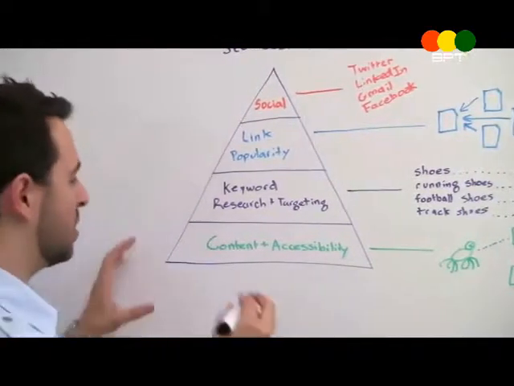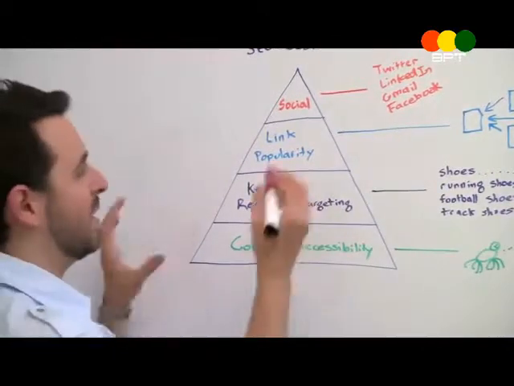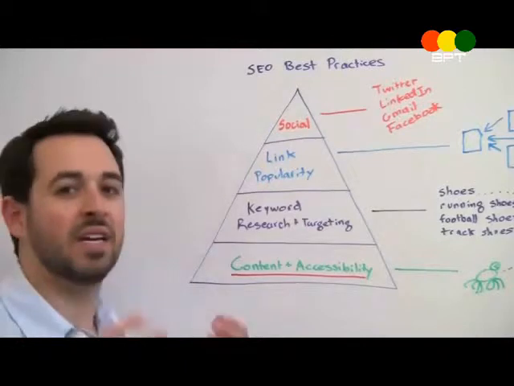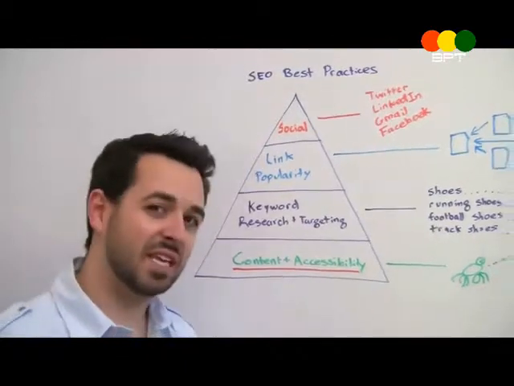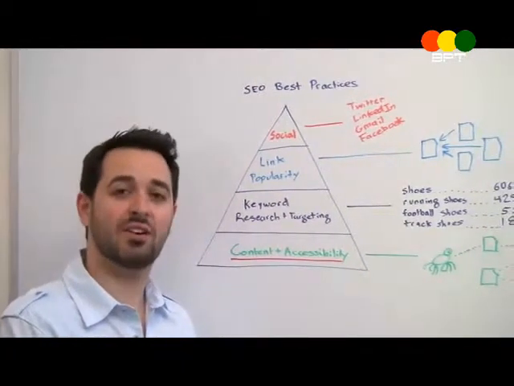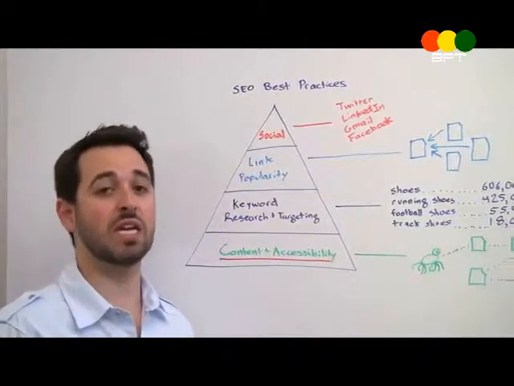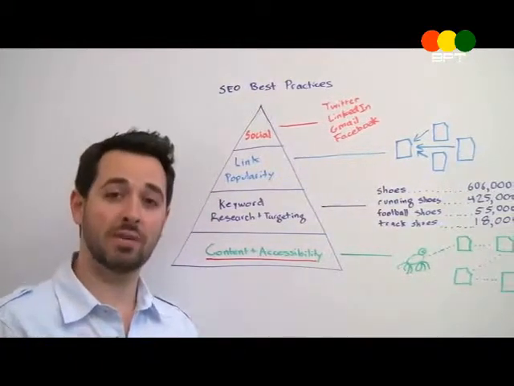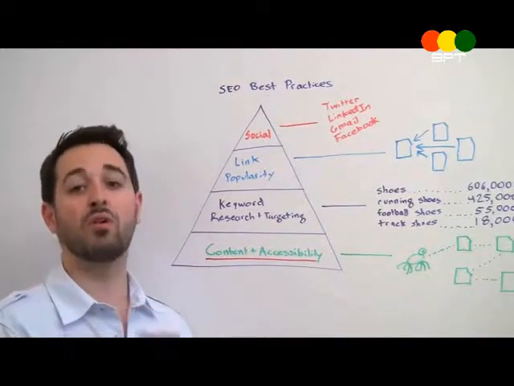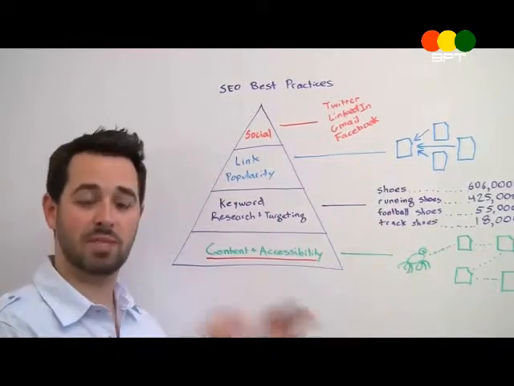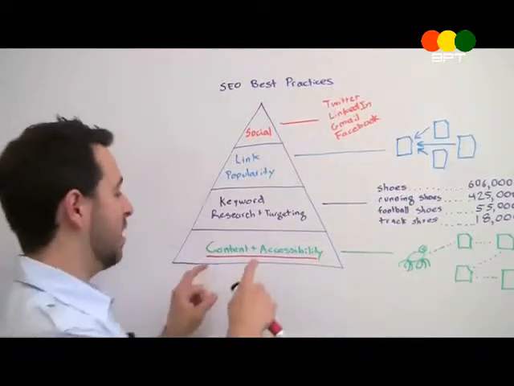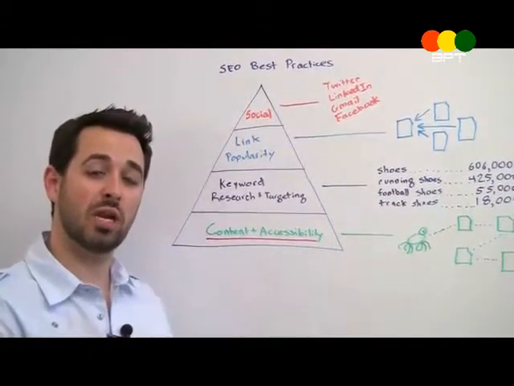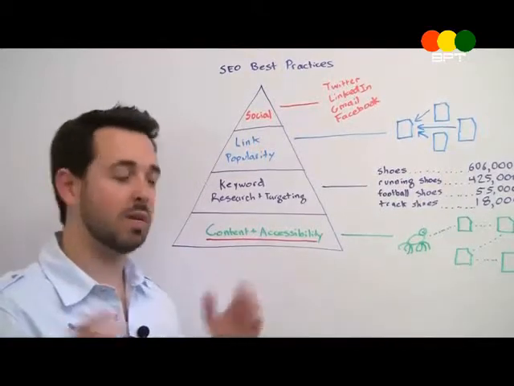So first, we're going to start at the base of the SEO best practices pyramid with content and accessibility. It turns out that pretty obviously, if you don't have content on your website that search engines can read, which 99% of the time means text content, or hopefully images with attributes about them or video or audio content that have some text associated as well, and pages that the search engines can actually reach with their spiders, you're going to be in trouble.